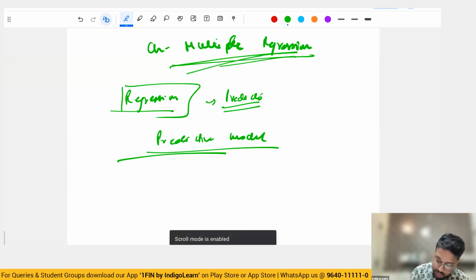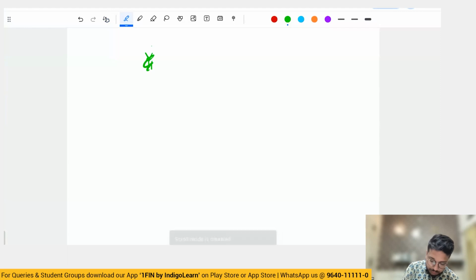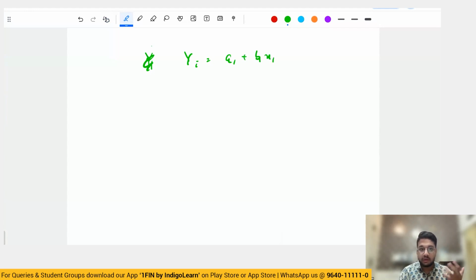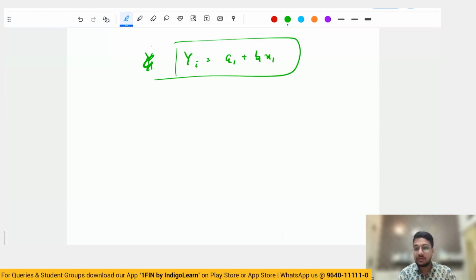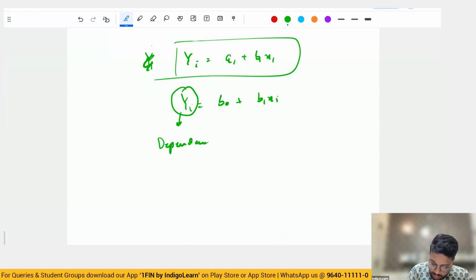Okay. Now, how we were doing regression, we were making an equation like this, if you remember: yi equals a1 plus b1 xi. I hope you are able to recall this from the previous level. So yi equals a1 plus b1 xi, या फिर इसको ऐसे भी जैसे बुक का जो नोटेशन है, yi equals b0 plus b1 xi, right? So this used to be called the dependent variable, and this was our independent variable.